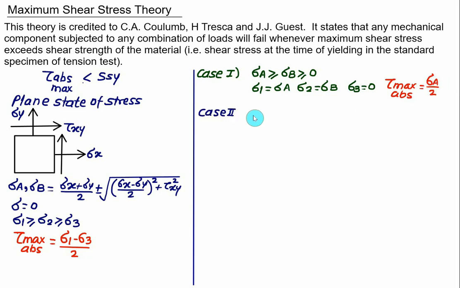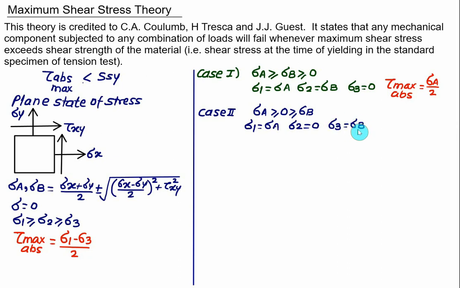And if the value of sigma A is a positive value, greater than or equal to 0, but the value of the principal stress sigma B is a negative value, that is less than 0, so the highest value here is sigma A. So we'll assign the value of sigma 1 equal to sigma A. The lowest value is sigma B, which we'll assign as sigma 3. So in this case, we'll make the value of sigma 2 equal to 0. And the least value, sigma 3, will be equal to sigma B.